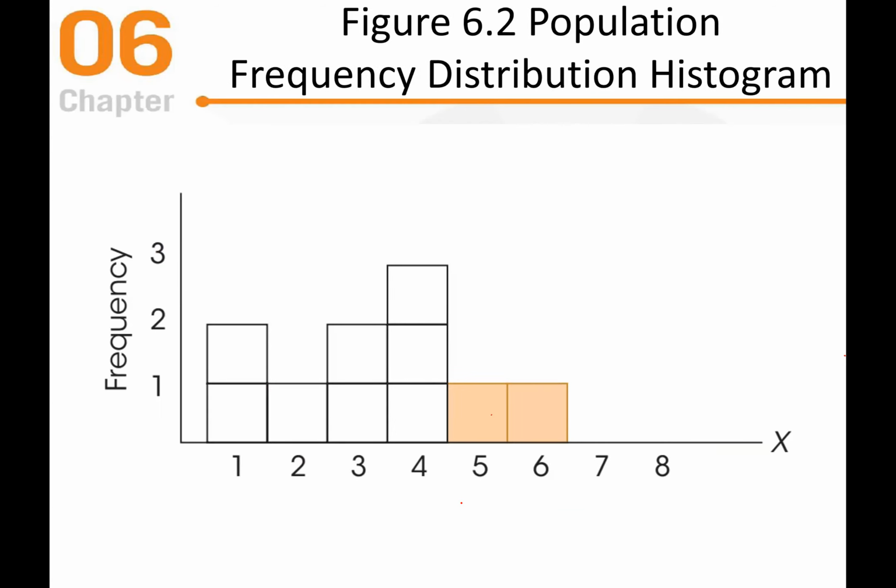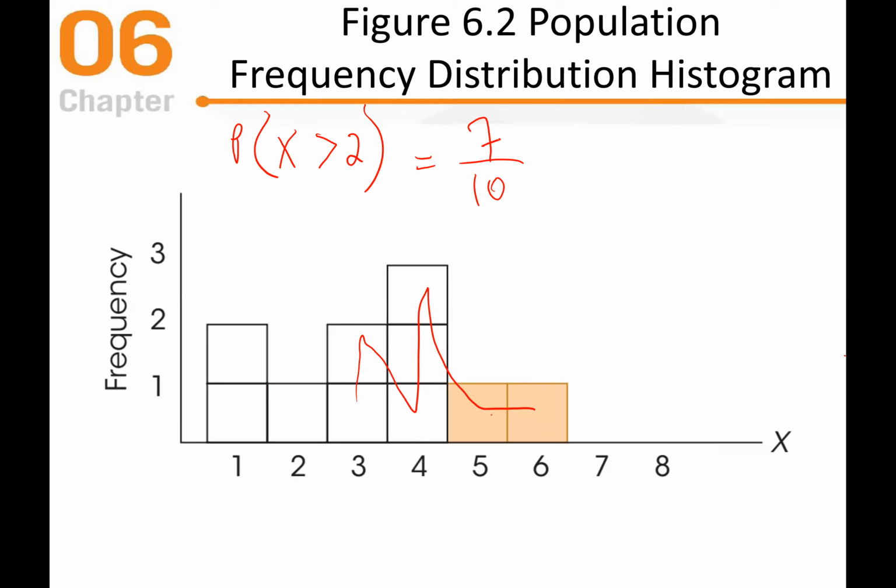So the first one is, what is the probability of getting a score that is greater than 2? Well, the total number of possible outcomes is still 10. And the probability of getting a score that is greater than 2 is all of this right here. So that's 1, 2, 3, 4, 5, 6, 7. That's going to be 7 out of 10.